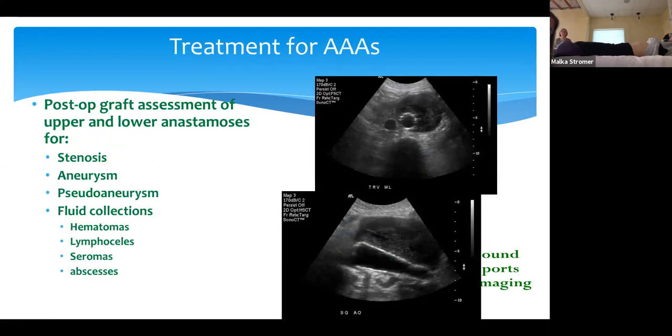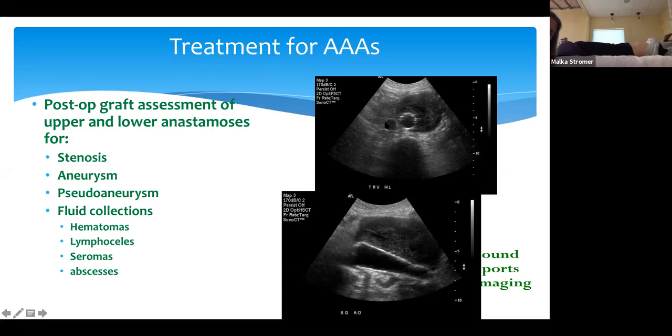Treatment of AAAs. We can actually visualize post-op grafts. We can visualize the grafts, and we can visualize to see if there's any leaking from the graft. We can look for fluid collections such as hematomas, lymphoceles, seromas, or abscesses. As you can see in this picture, this is a cross-section of the abdomen.